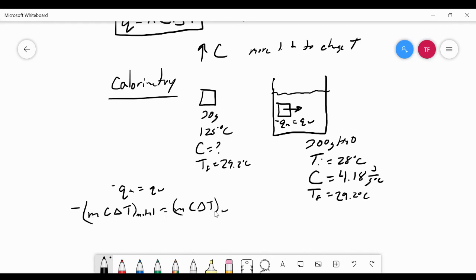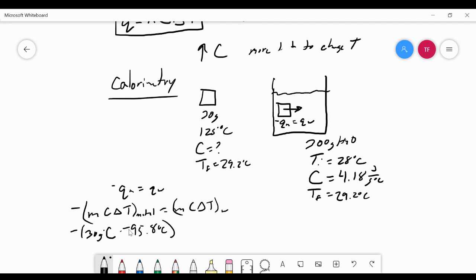And all of these things are very measurable. We know the mass of the metal, 30 grams. We're trying to solve for the specific heat of the metal. The change in temperature of the metal went from 125 degrees Celsius to 29.2 degrees Celsius. So T final minus T initial, 29.2 minus 125 gives us negative 95.8. You need to be really careful with your signs on this. Negative 95.8 degrees Celsius temperature change.